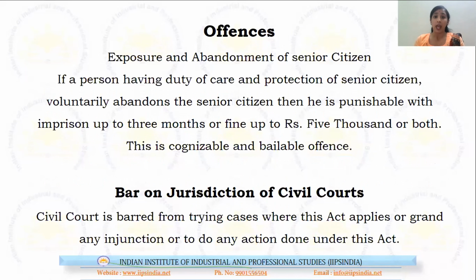Offences under this act. Exposure and abandonment of a senior citizen is an offense under this act. If a person who is bound to take care of and protect any senior citizen voluntarily abandons him, then he is punishable with up to 3 months of imprisonment or a fine up to 5,000 rupees, or both. It is a cognizable and bailable offense.